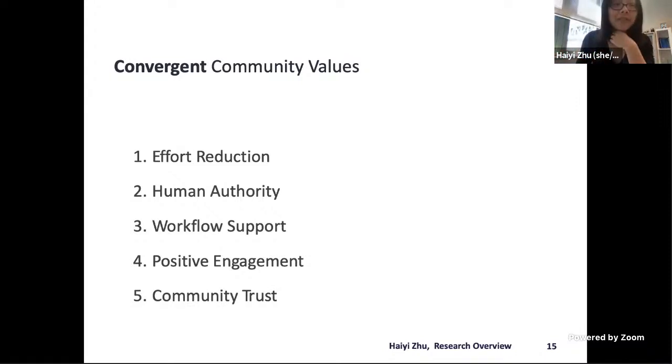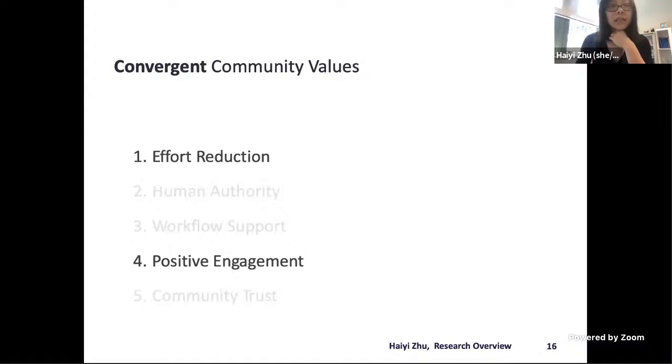So we identified 5 community values with regard to the machine learning based systems that are used in the community. The first one is effort reduction. The second is human authority. The third one is workflow support. The fourth one is positive engagement, and last but not least, community trust. In today's presentation, I'm going to highlight these 2 values. The reason is that later I'm going to show that there are actually tensions and conflicts between these 2 values. So first, effort reduction.